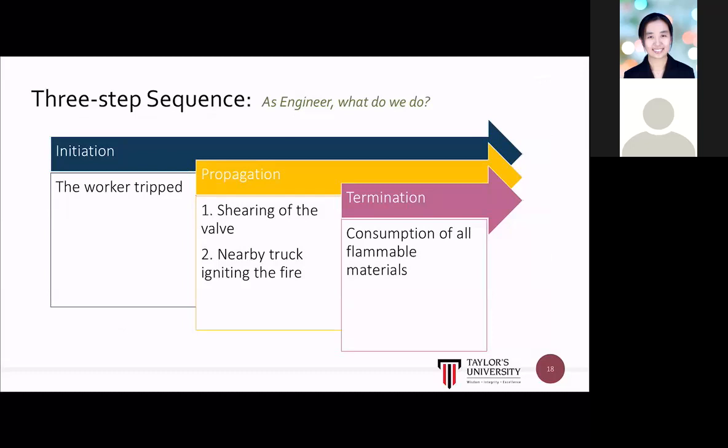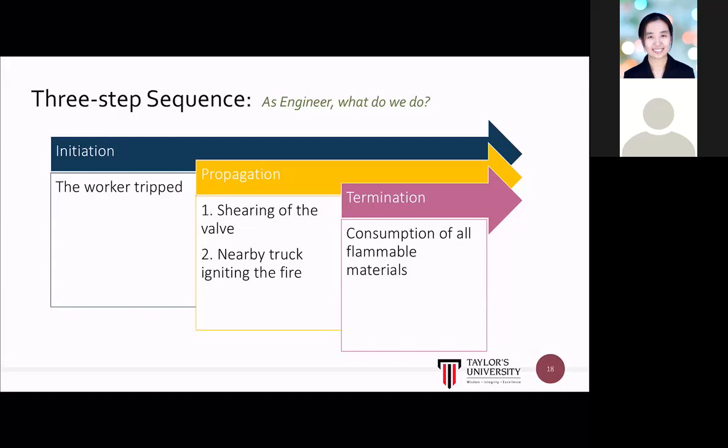That's the first one. Because if the worker just tripped and when he pulled on the pipe nothing happened to it, this whole accident didn't happen. So he fell, he pulled off the pipe, supposedly to stabilize himself, but instead he pulled the whole pipe off the process and chemicals started to flow. And there is also a second propagation: there is a nearby truck. If there's no truck, the fire wouldn't happen either.